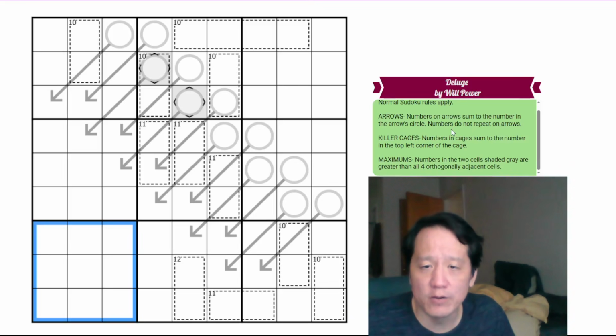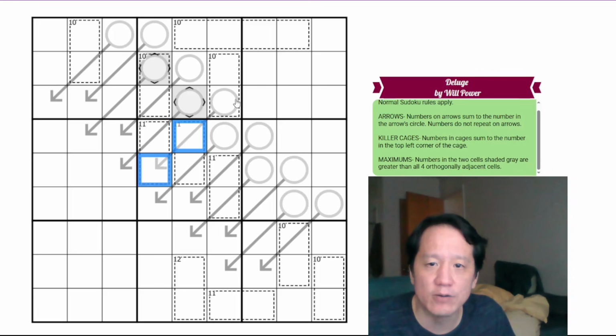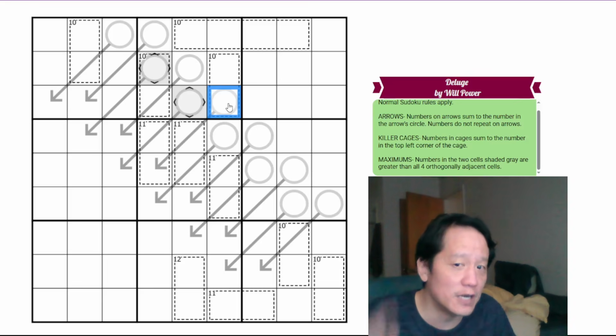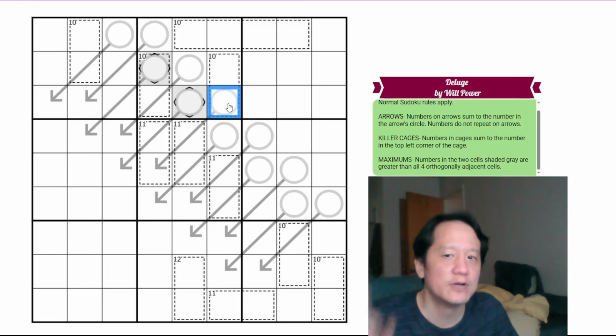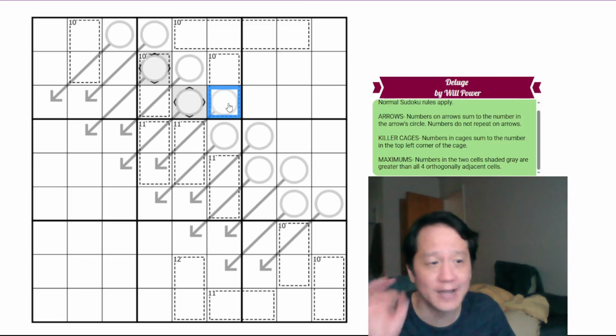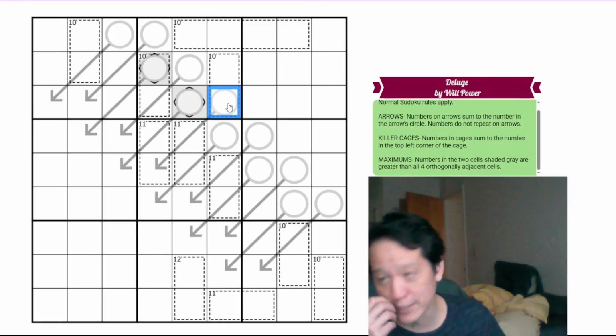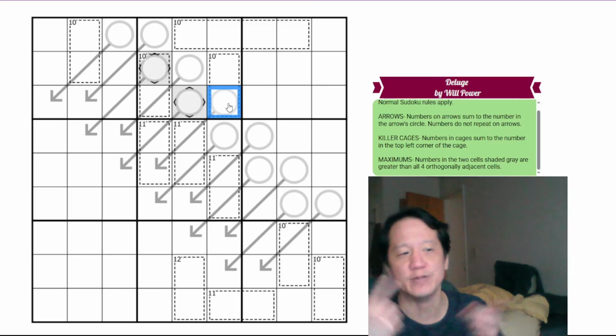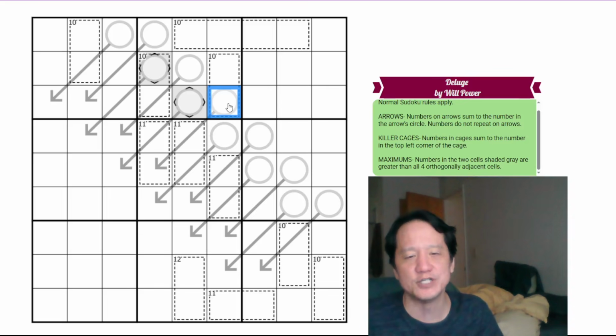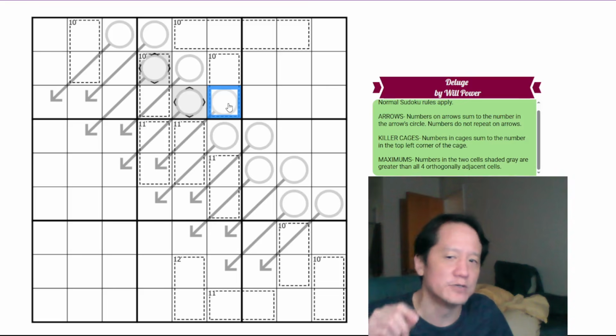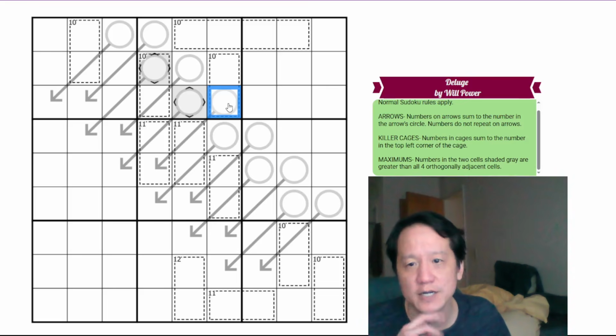We have arrows, where numbers on arrows sum to the number in the arrow's circle. And in this scenario, numbers do not repeat on arrows. So this is not typical of your arrow clue. Most actually thrive on having repeats on the arrows to differentiate things. But in this puzzle, numbers do not repeat on arrows. So keep that in mind.